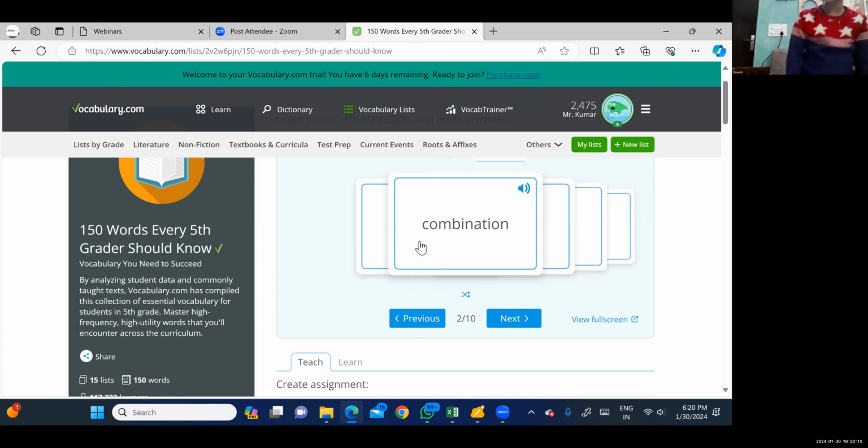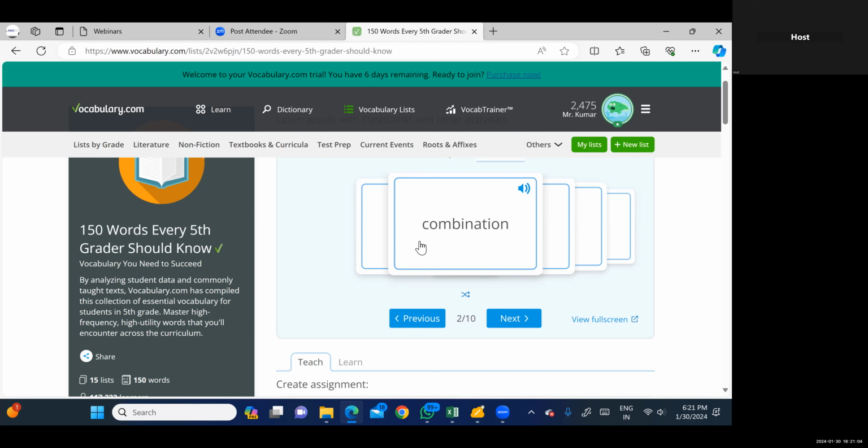Sir, combination's meaning is mix and match. Okay, Ayan, what is the meaning of combination? Sir, mix and match or something. Okay, Sanvika? A number of people or things mixed or joined together, a mixture. Very good. Aditya? Two or more things joined together. Very good. Angelina? Combination is to mix and match something. Very good. Okay, everyone has answered.